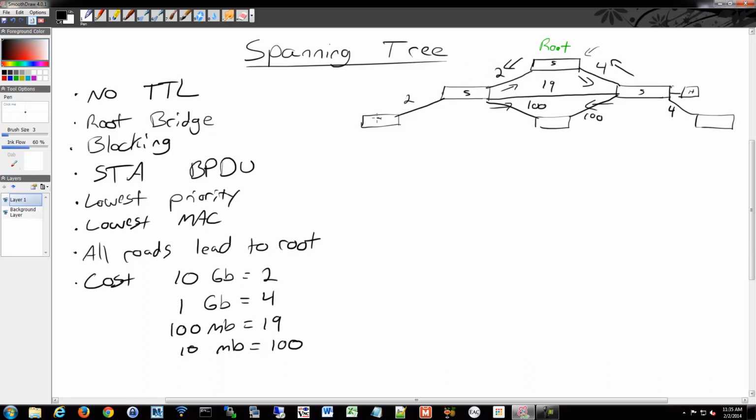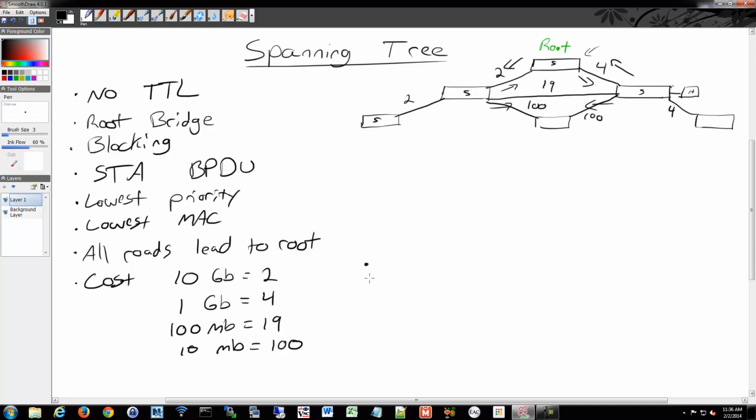So it's pretty simple. If you're down here on this lower left switch, it's going to determine, well, is 2 plus 2, so that's 4 to get to root, lower than 2 plus 19 plus 4? Well, yeah. So this connection over here would be the better connection to use. So that's the basic idea behind spanning trees. It adds up that cost just like OSPF does. So the lowest wins. After it calculates what costs are best, it'll place these ports into specific modes to accomplish preventing this loop.